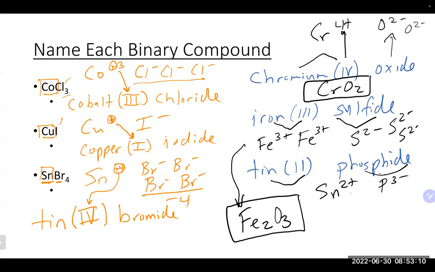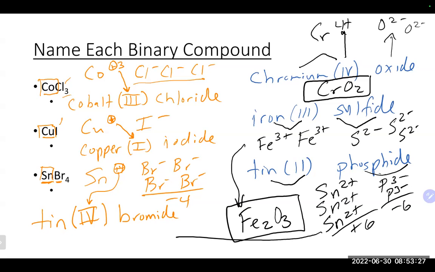So this is sort of the opposite of what we just did above. We need to get to 6. So in this case, we actually need 3 of the tins to get us this +6, to balance out the 2 of the phosphides to get us to -6. And that would give us a formula here, let's go this way, of Sn3P2.